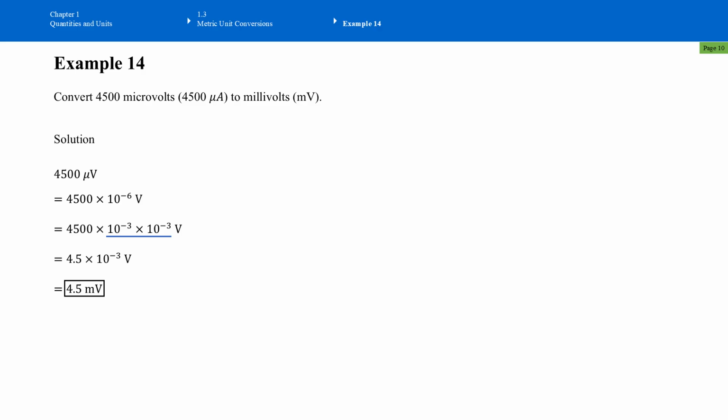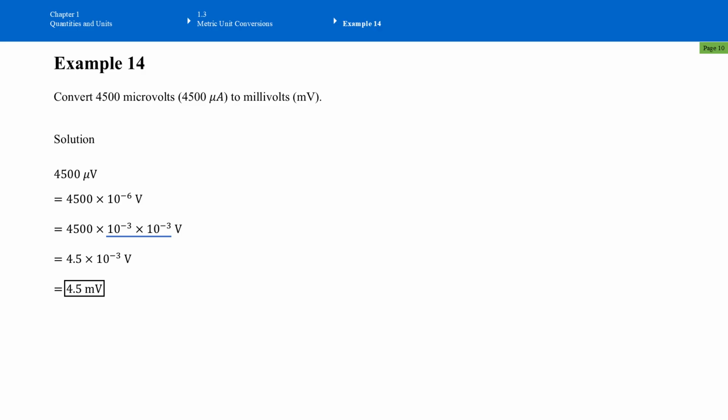Since we need to convert from micro to milli, we're going to break that 10 to the minus 6 to millis. We know a milli is 10 to the minus 3. So 10 to the minus 3 times 10 to the minus 3 together is 10 to the negative 6. So we rewrite it: that equals 4,500 times 10 to the minus 3 times 10 to the negative 3 volts.